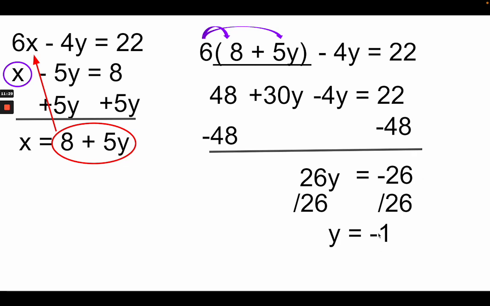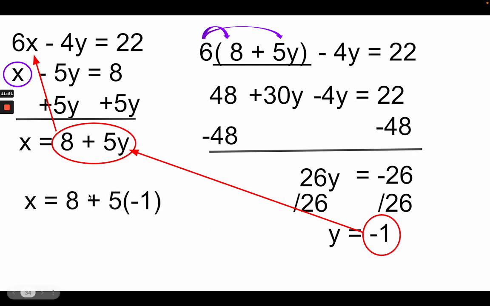And in your mind, you should be saying, we are not done yet because we still don't know what our x is. But because we already manipulated this or changed this around so that we have it equal to x, it's going to be easier. We're going to take our negative 1 and plug it back into that y. We're going to get 8 plus 5 times negative 1. So this is 8 plus negative 5, which is positive 3. So now we have our x equals 3 and our y equals negative 1.